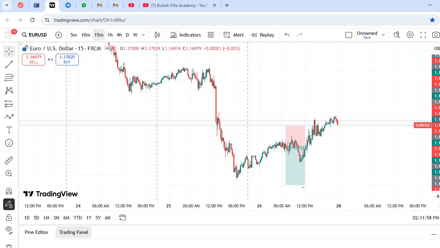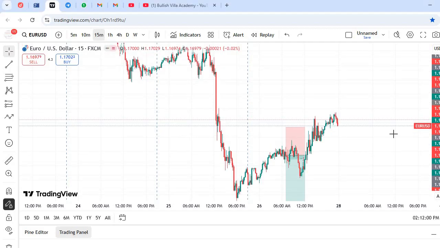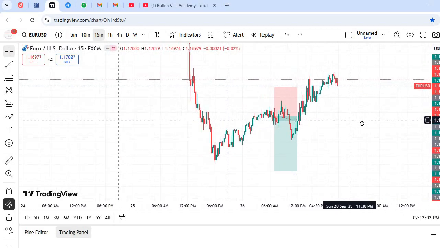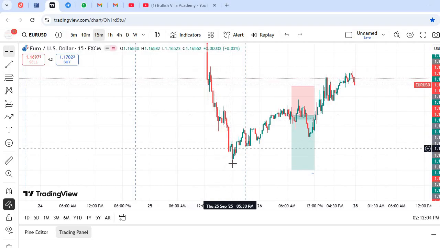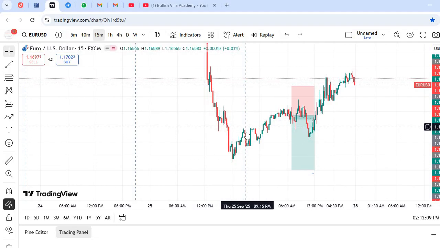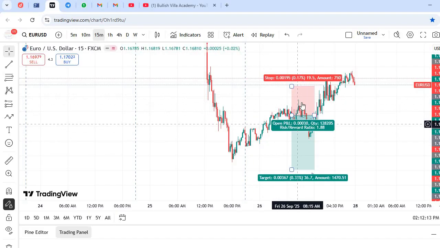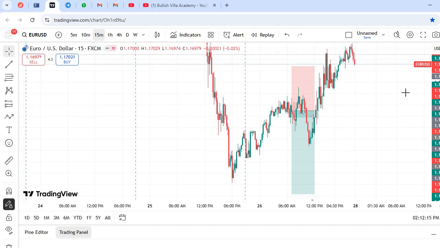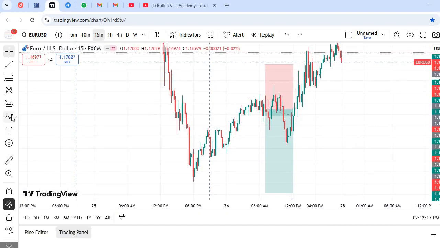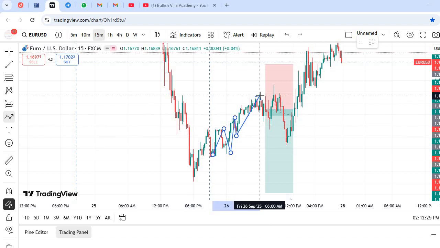Let me explain this. You can see this was where the market closed on Thursday. Then the market opened here on Friday, and the market began to give us a bullish order flow. Can you see? The market was giving us a bullish order flow. High, low, high, low, high. You understand?